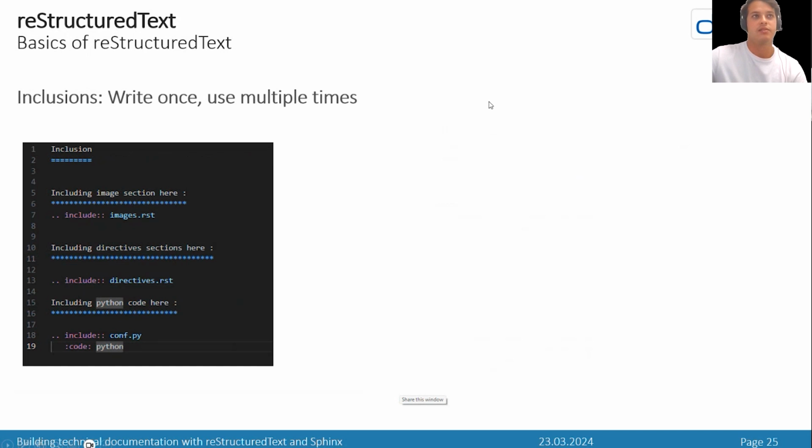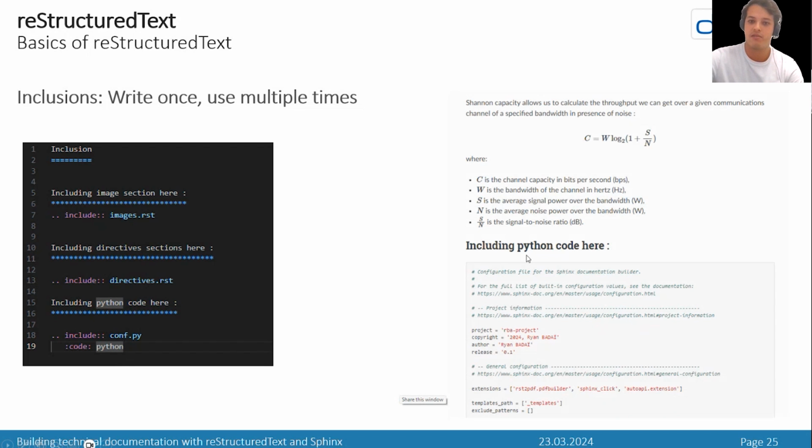Okay, now I will show you inclusions. In the features at the beginning, I was saying that we can write a piece of documentation once and use it multiple times. So here is an example of this. I have a reStructuredText file where I include another one, which is called images.rst, then directives.rst, and finally conf.py. And here is the result that we get.